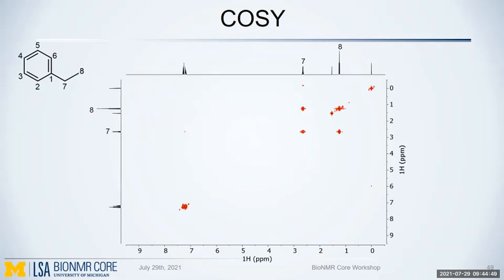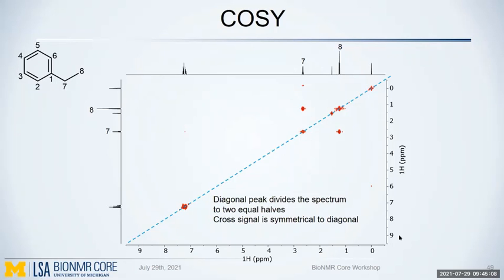And this is a COSY spectrum of the molecule ethylbenzene. Of course, you'll first notice that you have 2 dimensions. You have proton on the x-axis and proton on the y-axis. Then you will notice there's a diagonal peak. This diagonal divides the spectrum into 2 equal halves, which are symmetrical to the diagonal. The peaks we are interested in are the cross peaks, not the diagonal peaks.